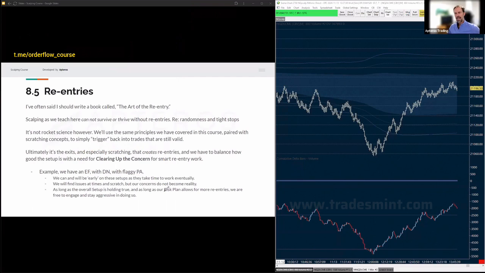Some people get gun shy when they have to exit a trade. They're upset, they're frustrated. If that's you, you better pay attention to the last day when we talk about mental framework and psychology and stuff, because you're going to have to make some huge strides there in order to do this kind of trading.